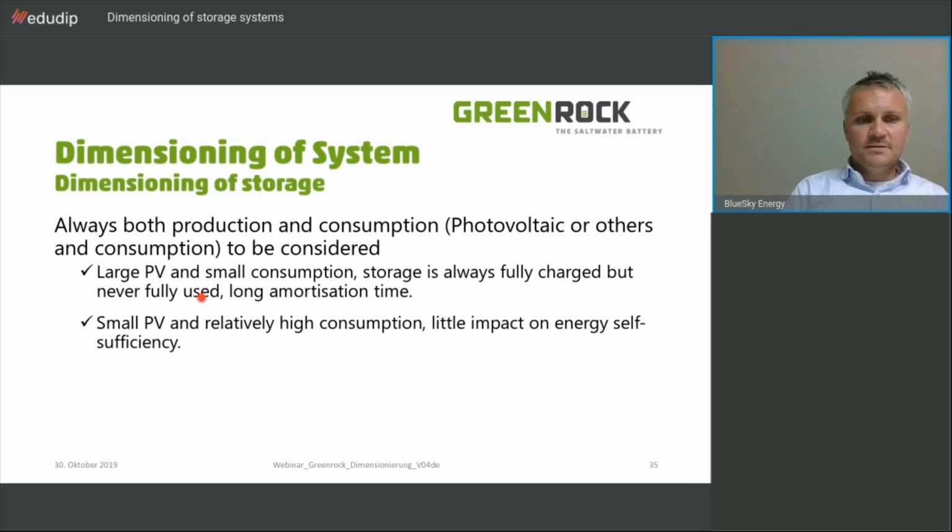And on the other hand, if the PV is too small, we have a relatively high self-consumption, and there is little impact on the self-sufficiency. So it's important from a cost perspective, from the investment perspective for the customer, that we get the sizing right. And therefore, we are recommending the 1-to-1 or 1-to-1.5 rule as a starting point for dimensioning storage systems.